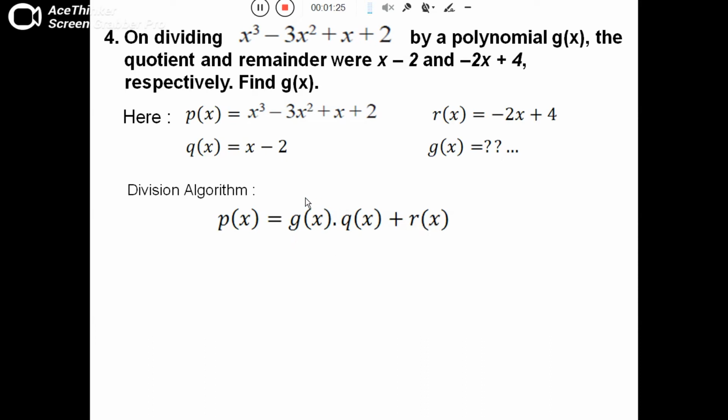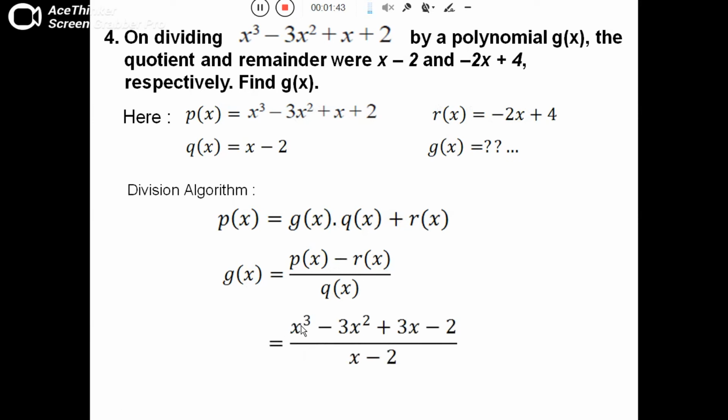r(x) can be transposed to this side, so p(x) minus r(x) divided by q(x) is equal to the value of g(x). p(x) is this and minus r(x) is this. When you subtract this r(x) from this p(x), you will get x^3 minus 3x^2 plus x minus of minus 2x, which is plus 2x, that gives you plus 3x, and minus 2, because plus 2 minus 4 is minus 2, and the divisor is x minus 2.